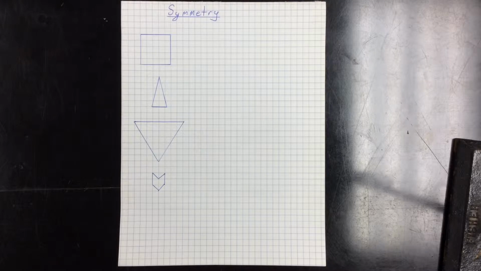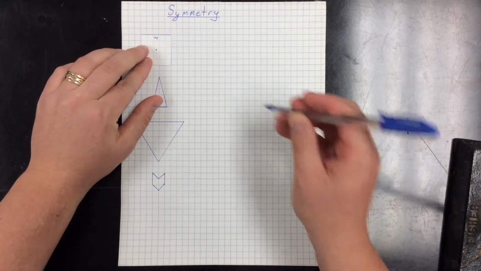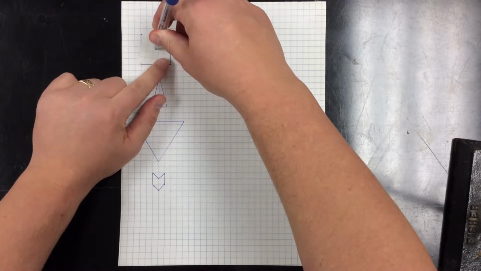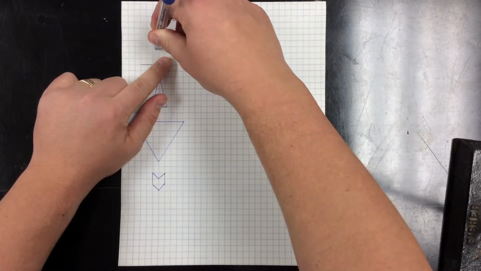Today we're going to talk about symmetry. There's different ways to think about symmetry. We can think of it as rotational symmetry, where we take a shape that's the same size and rotate it around its center point and see how many times it overlaps.